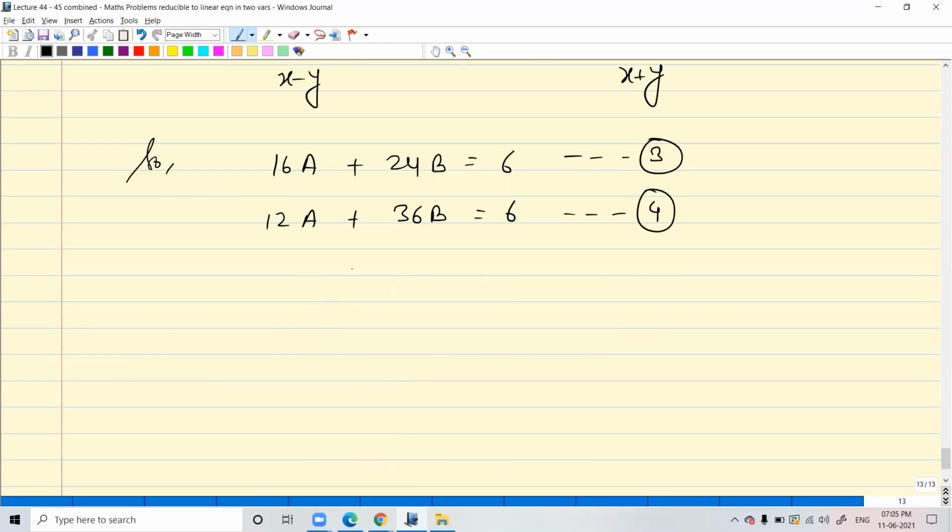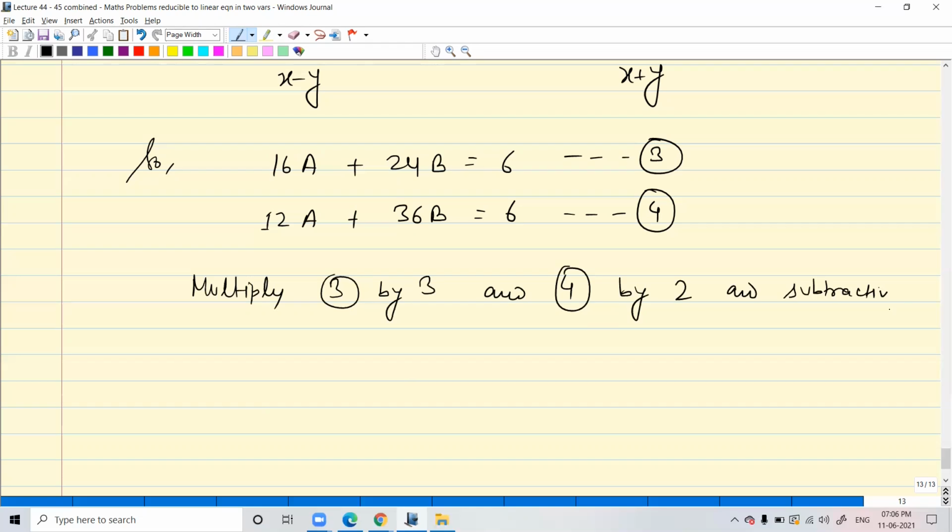Sir, A I'm getting as 1/4, sir. Okay. Continue solving. Let's see if I get the same thing. So what method should I use? I'm going to use the elimination method here also. So I'm going to multiply the third equation by 3 and the fourth equation by 2 and subtract.